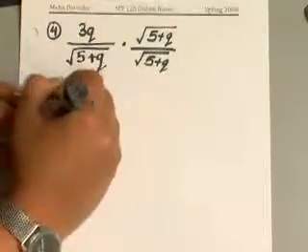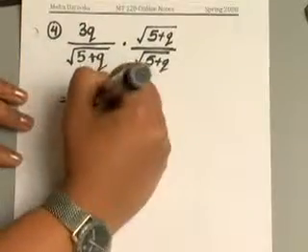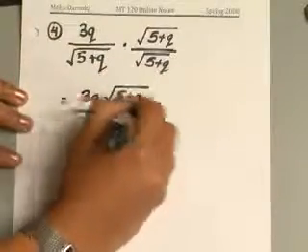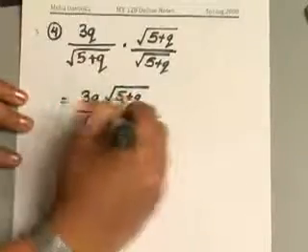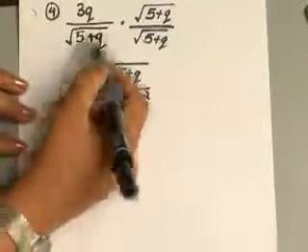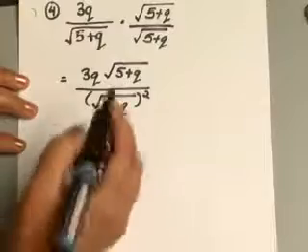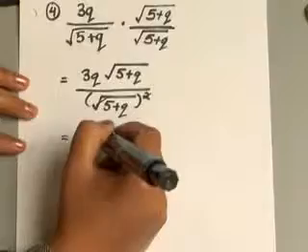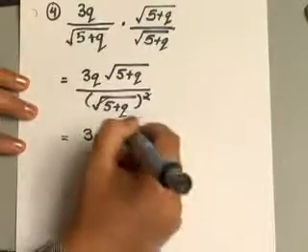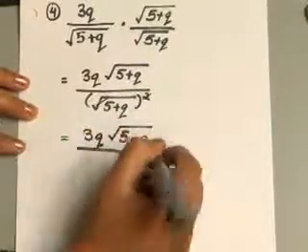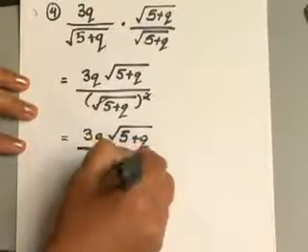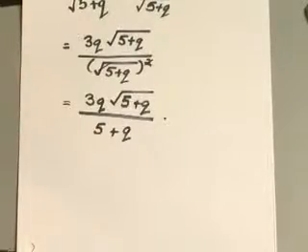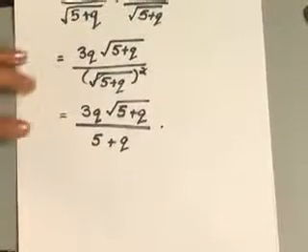And this will give us 3q times square root of 5 plus q. Denominator is where you square. This times this will give you the squared term. And this will simplify where the square cancels out the square root. Numerator again stays the same. Denominator will be 5 plus q. And there you go. You cannot simplify it any further. You leave it as it is. Okay, and this will be your answer.